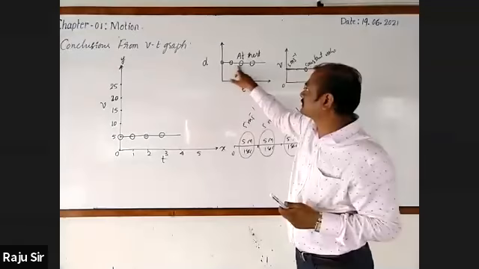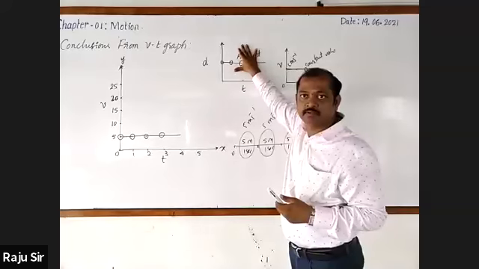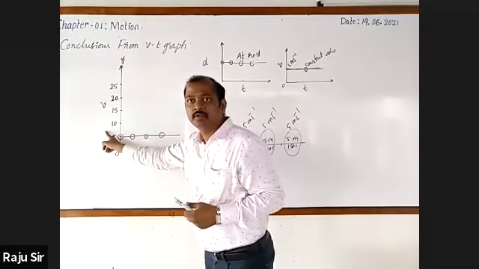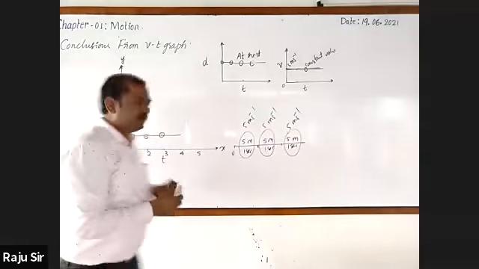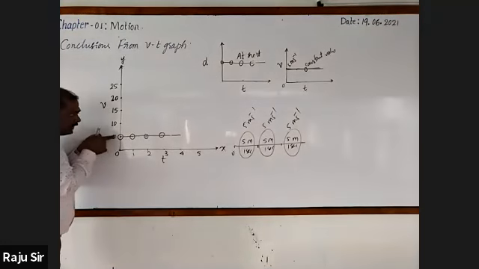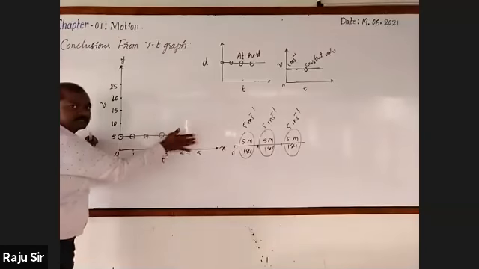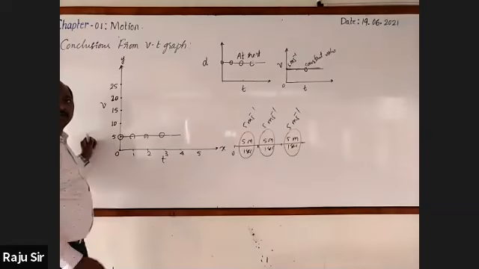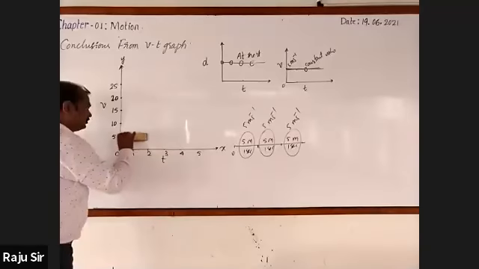Please observe, this is a DT graph. In a DT graph, if you get a straight line parallel to the x-axis, you can say that the body is at rest. This is a VT graph. If you get a straight line parallel to the x-axis, it means that the body is moving with the same velocity, constant velocity. Is it clear? Yes, sir.